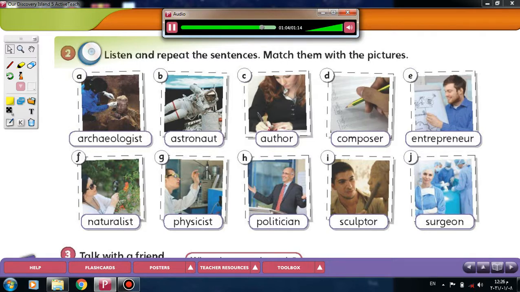A physicist studies physics. Exactly. Of course, it's clear from the name. Physicists study physics. An author writes books. Exactly. The author is the writer. The author is the writer of something who writes books. Okay? Author is a writer. Okay. I hope that you've understood it.